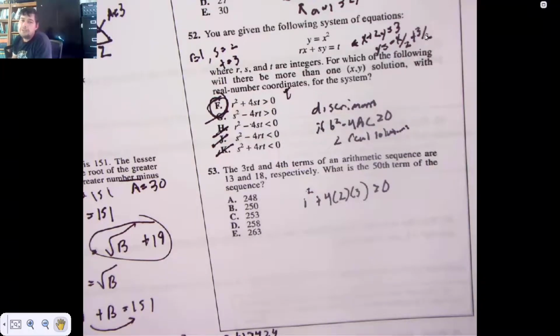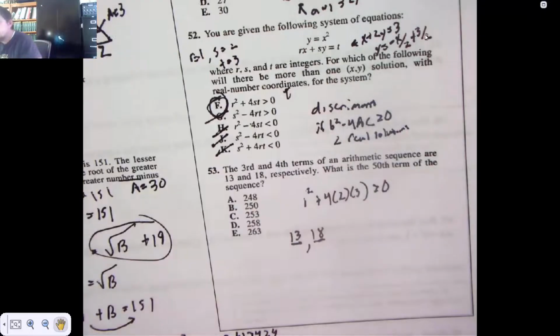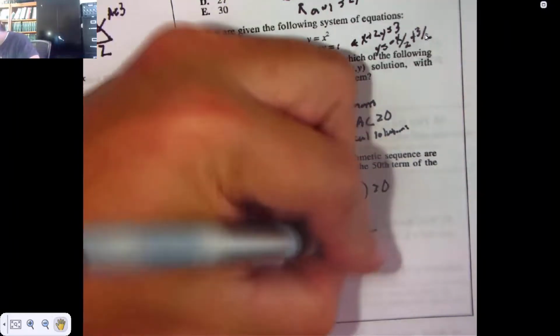Third and fourth terms of an arithmetic sequence are 13 and 18 respectively. What is the 50th term of the sequence? You can do this one with algebra, and you will use some algebra to do it. But they tell you the third and fourth term are 13 and 18. That's what they tell you. I wrote them out. The difference is 5, and they want the 50th term.